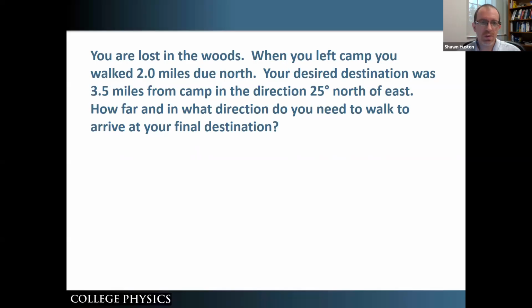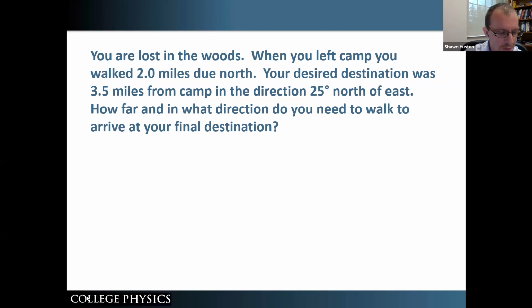All right, folks. So this is a problem that I went through in class, so we will do our best to get through it as painlessly as possible. It says you're lost in the woods. When you left camp, you walked 2 miles due north. Your desired destination was 3.5 miles from camp in the direction 25 degrees north of east. How far and in what direction do you need to walk to arrive at your final destination?